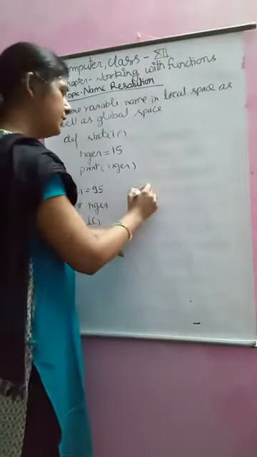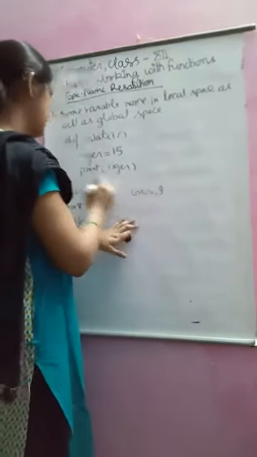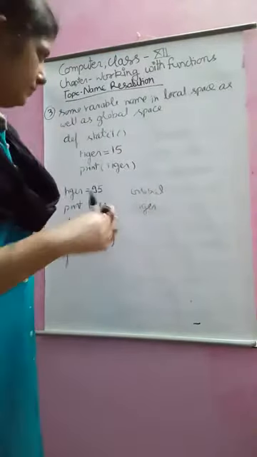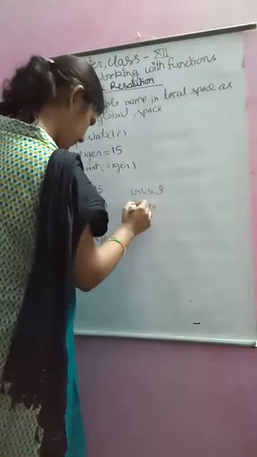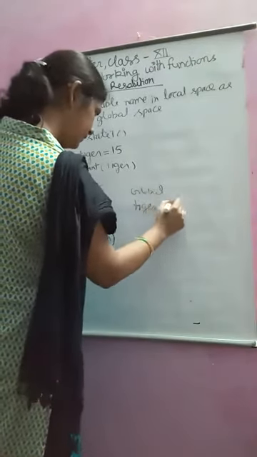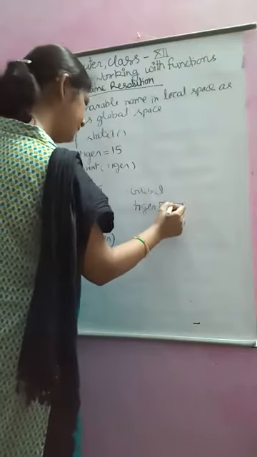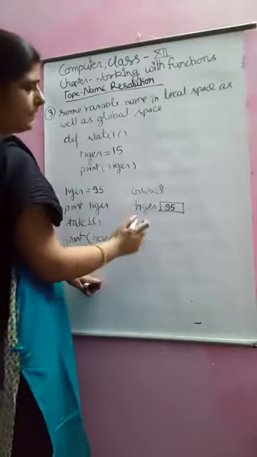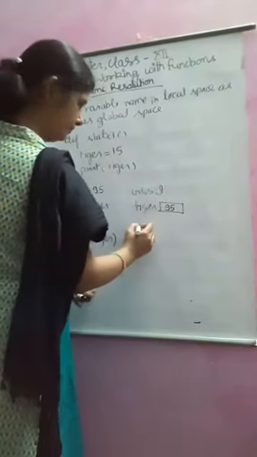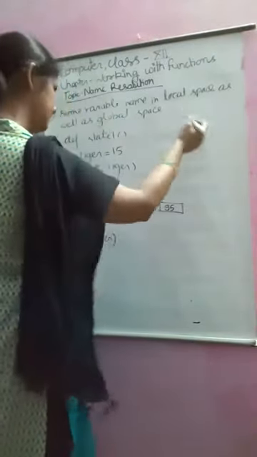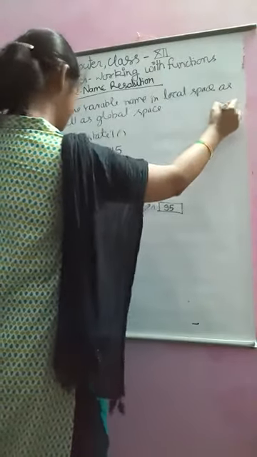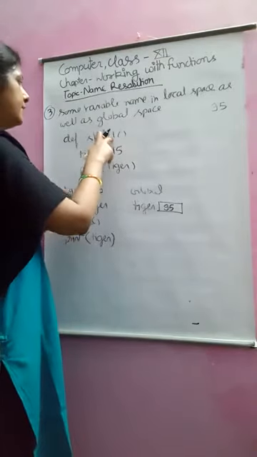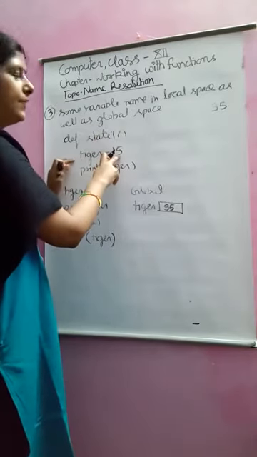So, in the global space, there is a variable called tiger, and we assign 95 to the variable. Now print tiger. What will it print? It will print 95. Printing is 95. Then calling the function. It called the function. Now tiger is 15.